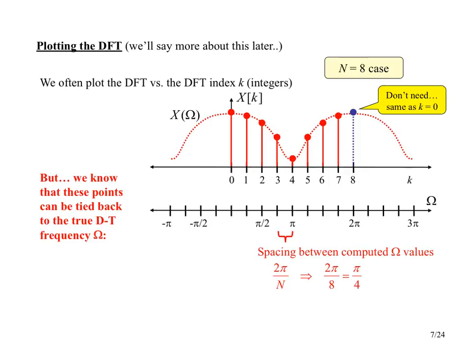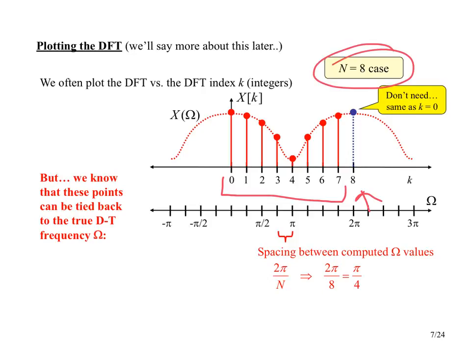So we're now going to plot our DFT results. And so we have our points with the proper spacing. And remember, we just have the ones that are red here. I'm showing this blue one here. We don't really have it, and we don't need it because it's the same as at k equals 0. So this was the n equal to 8 case.